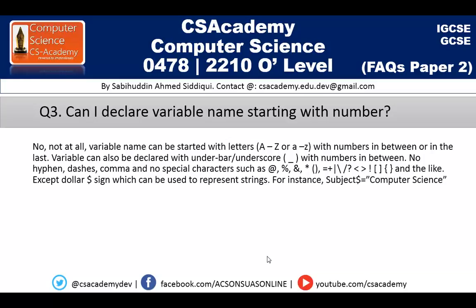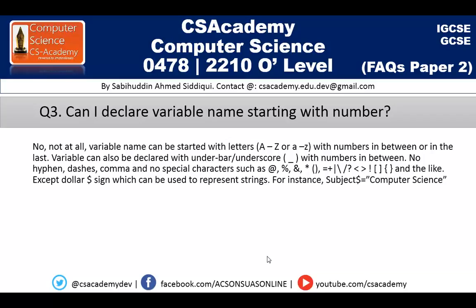No hyphens, dashes, commas, and no special characters such as at, percent, ampersand, asterisk, parenthesis, equals to, plus, pipe sign, backslash, forward slash, question mark, less than, greater than, exclamation, square brackets, curly brackets, and the like, except the dollar sign. The dollar sign basically represents a string. That means the variable is a kind of string, so you can use the dollar sign while representing strings. You can see the example.